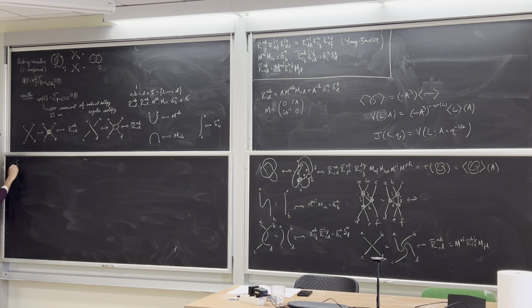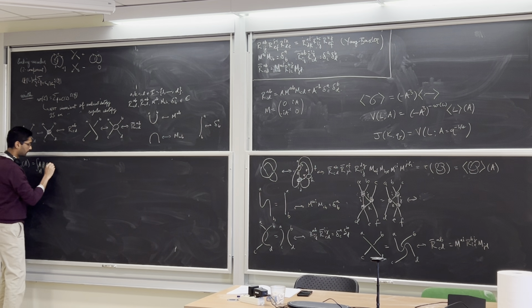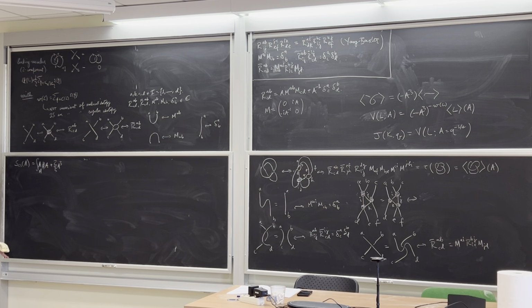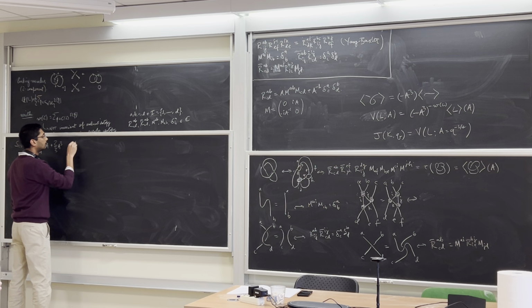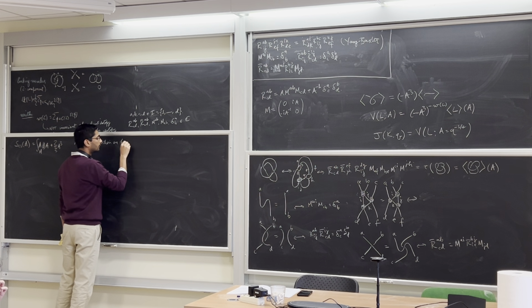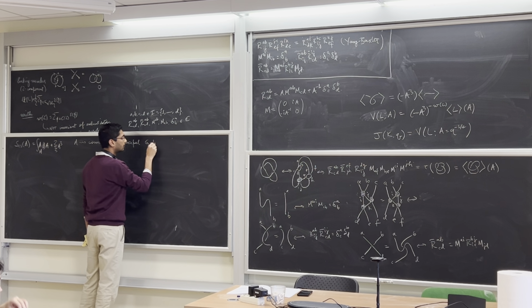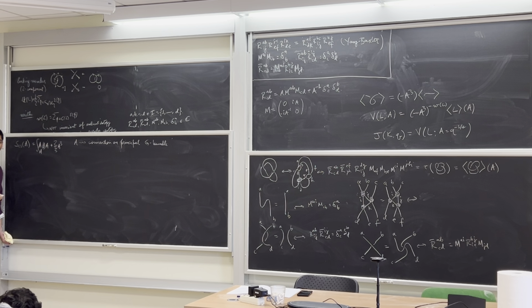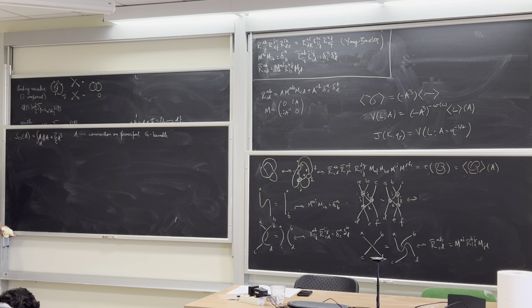Now this A is a connection on a principal G bundle, and these products are the wedge products. If A is a connection on a principal G bundle, then it is valued in the Lie algebra of G. And yes, there should be a trace.